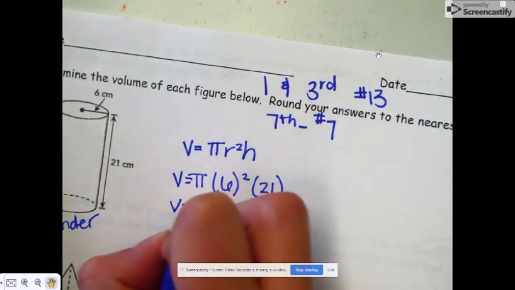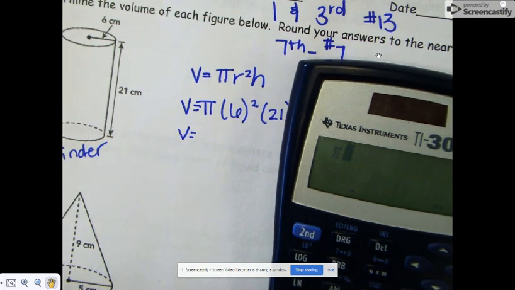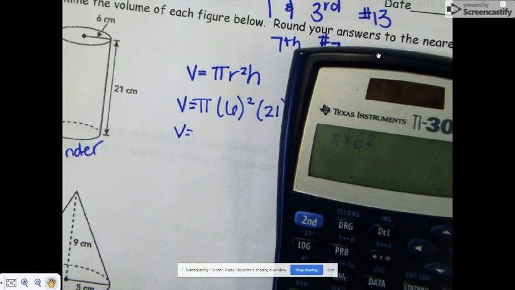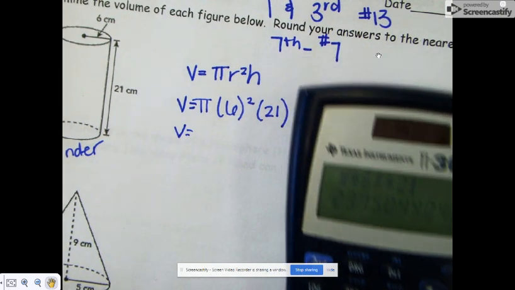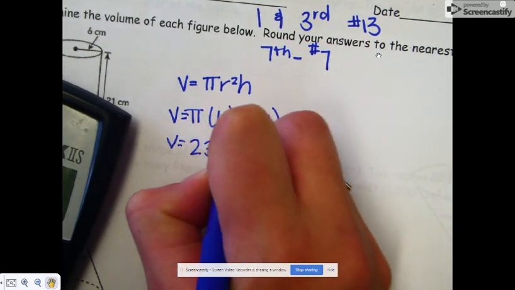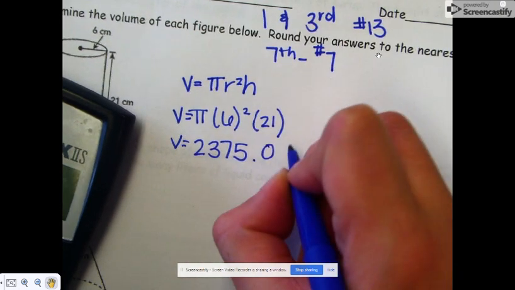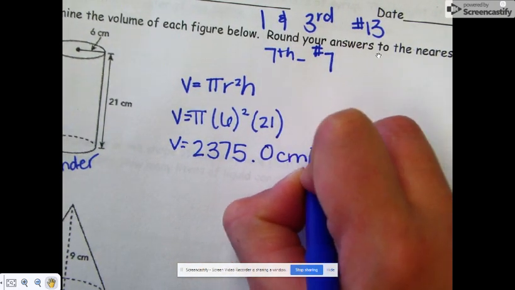Now I'm just going to type that in your calculator. This one's easy, so press pi times 6 squared times 21, and you'll get your answer. So for this one, it's 2375, round to the nearest tenth, 0.0. And just make sure to put your units, okay?